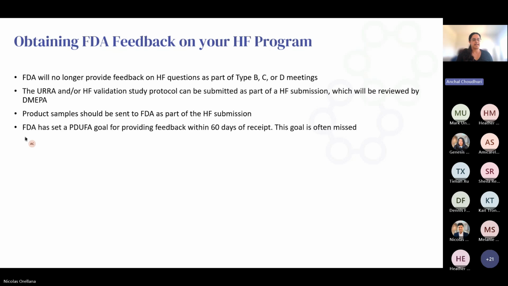As I mentioned, obtaining feedback on the human factors program can often take time. There is a PDUFA goal for FDA to provide feedback on human factors submissions within 60 days of receipt, but this goal is often missed. I've seen it take anywhere from 2 months to a year to get feedback on a human factors protocol. So again, that's why it's best to submit as early as possible.